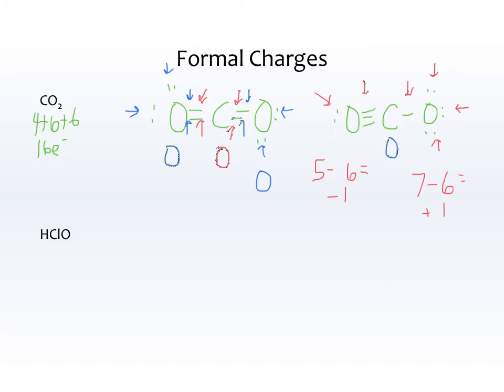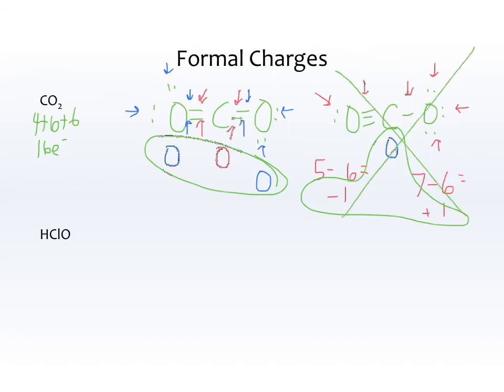And even though those cancel to make a neutral overall molecule, it is not the preferred molecule because we could have something that has zeros all across the board rather than a -1, +1, 0. So this guy is out.